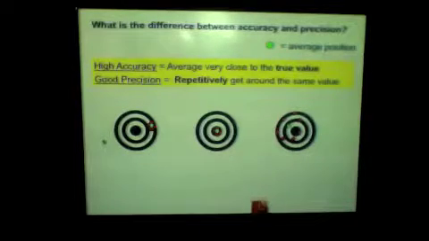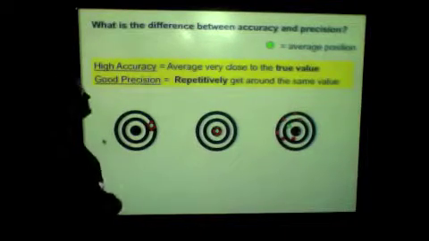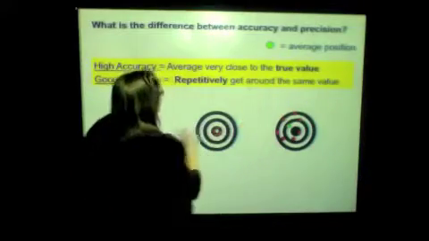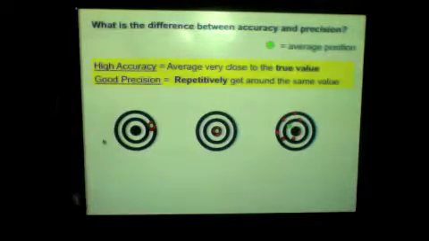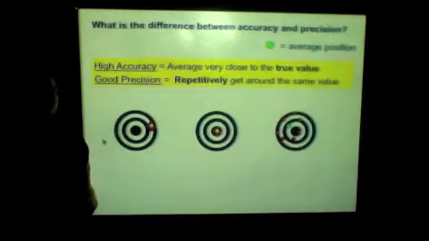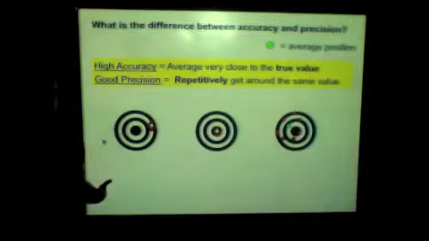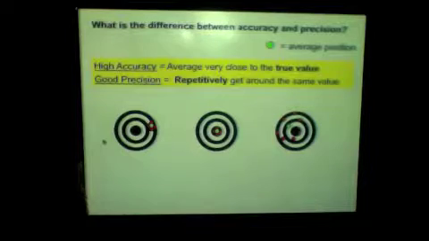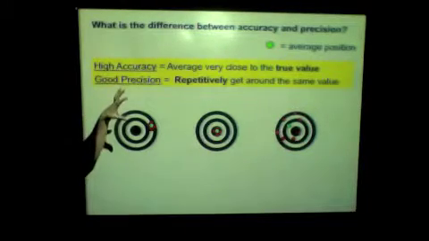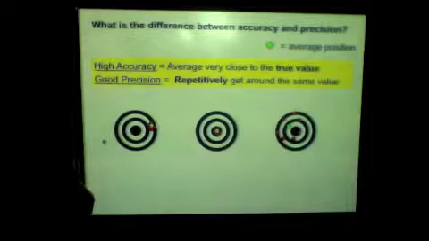High accuracy is when the average is very close to the true value. So accuracy is all about how it compares to the actual value of that substance. For instance, the density of water is 1 gram per centimeter cubed. Now if you were to do a lab and you found the density to be 5 grams per centimeter cubed, you were way off, so you would have very low accuracy. If you got around 1 gram per centimeter cubed, you would have high accuracy because you're around the true value. And the true values are the set values that scientists have come up with.